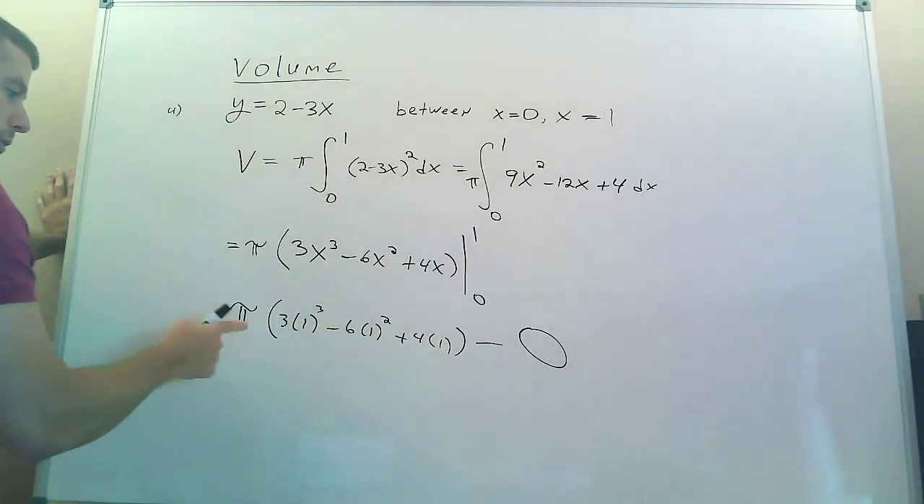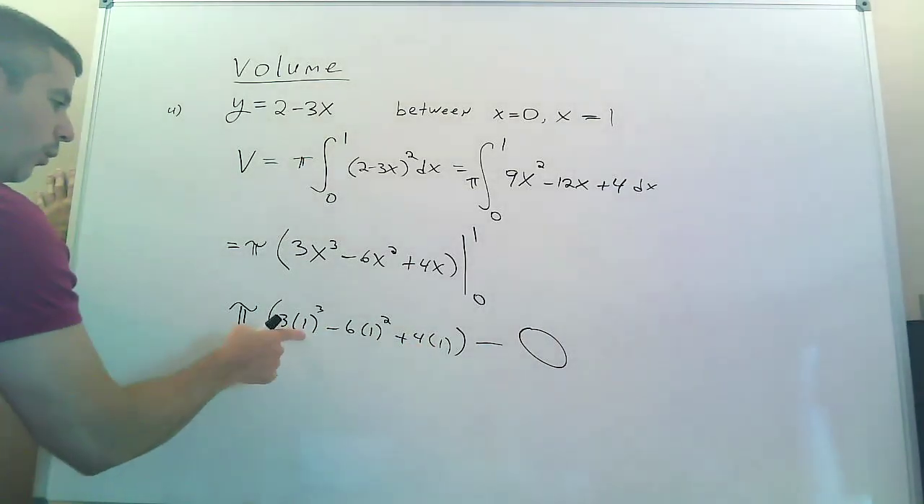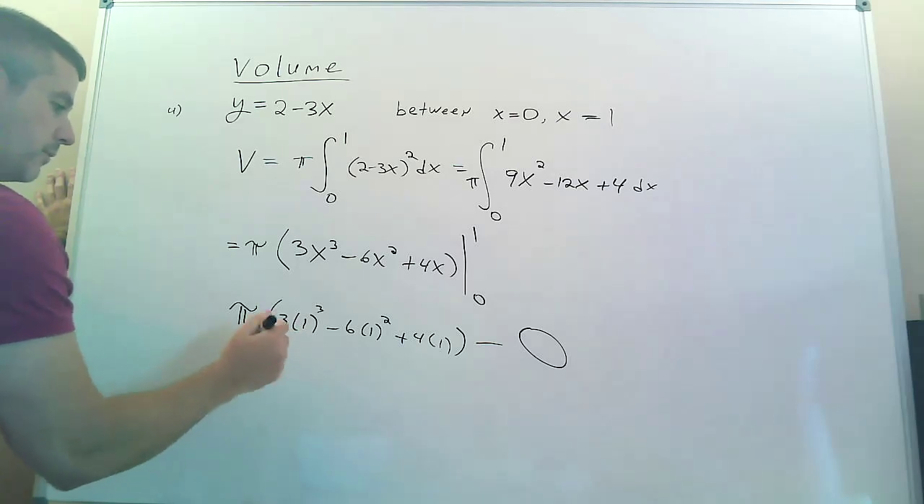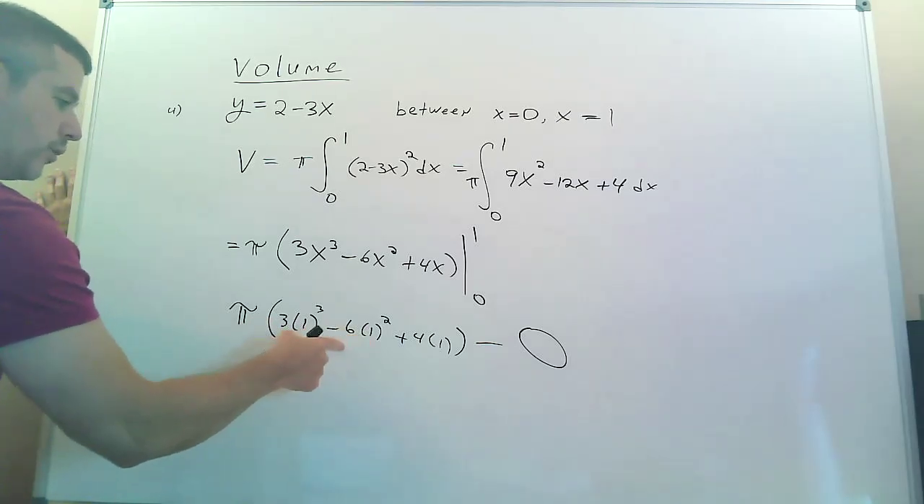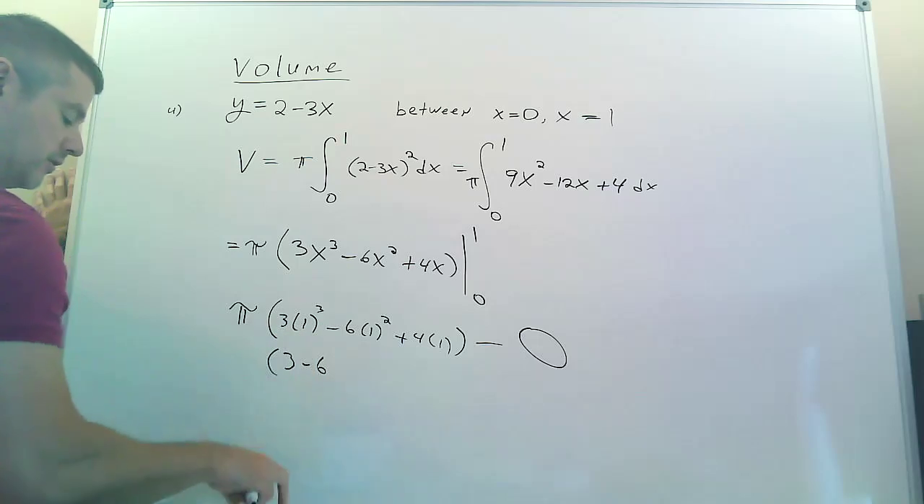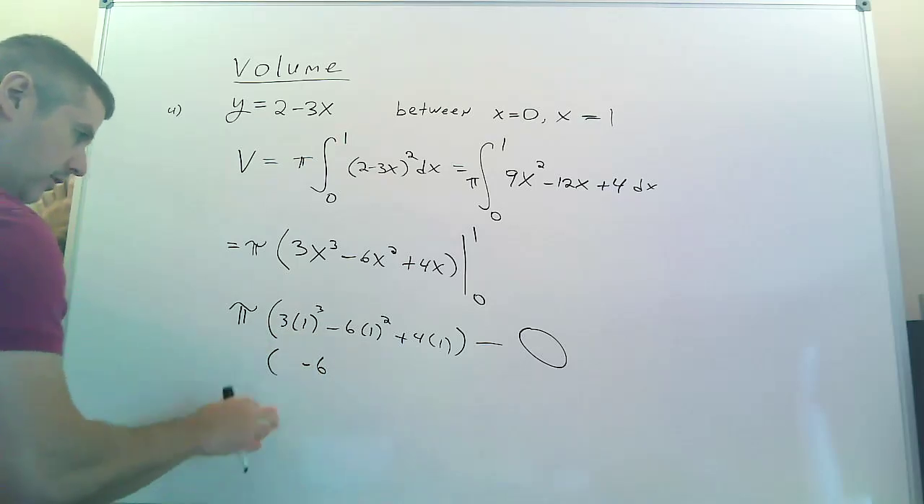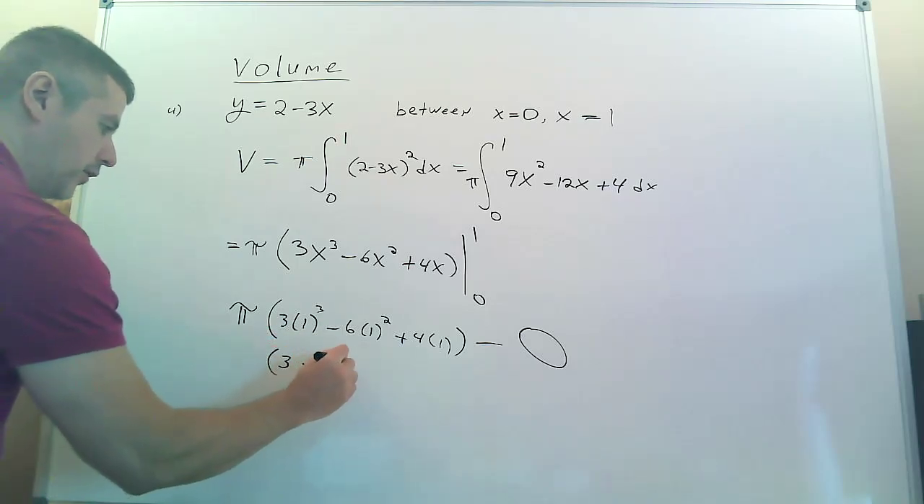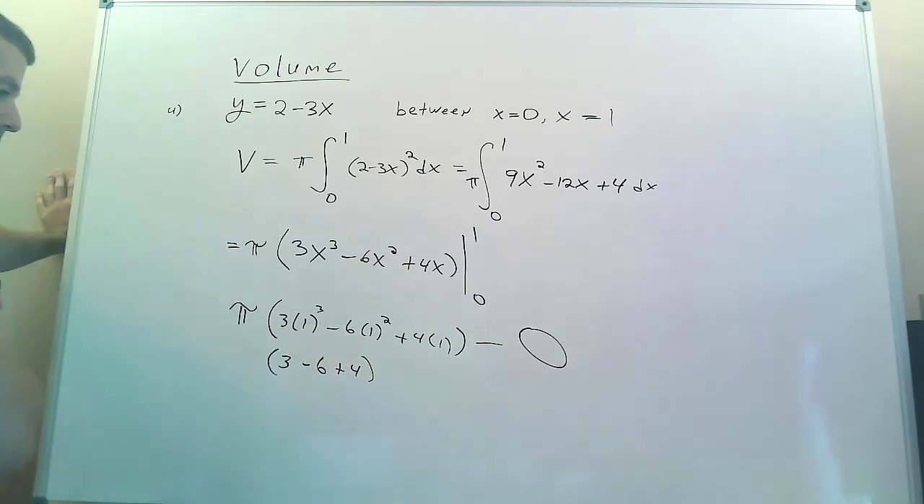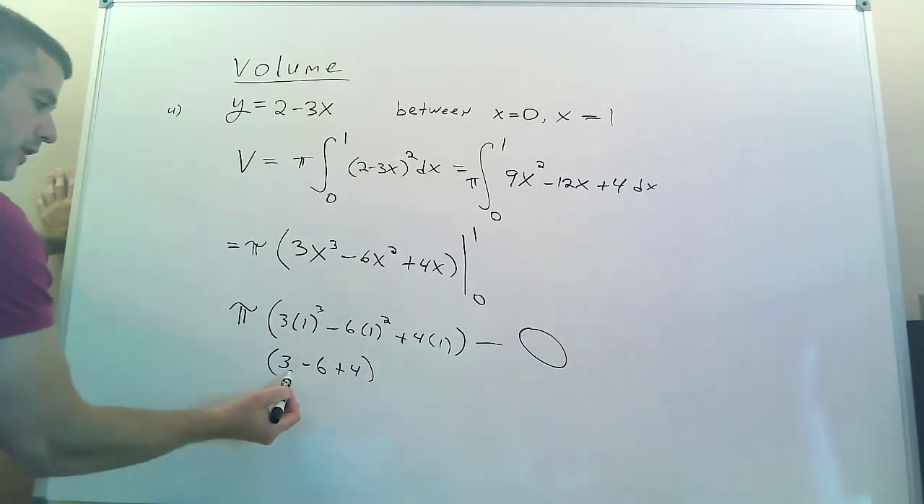So all I have to do is compute that number and times it by pi. 1 cubed is 1 times 3. 1 squared is 1 times negative 6. So you get negative 6. I don't like the way my 3 looks. I'm going to do it again. Plus 4. Wow, this just comes out to pi, huh? So you have 4, 3 is 7.